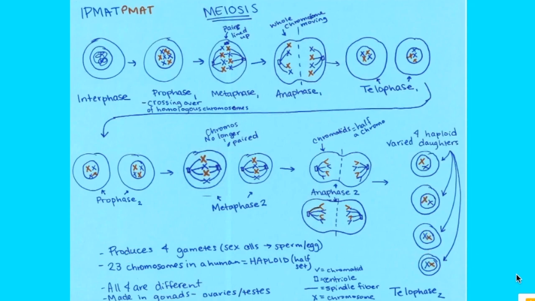Here are some fun facts that you'll need to know about this diagram. The little V's represent chromatids. The little cylinder tic-tacs are centrioles. The lines are spindle fibers. The X's are chromosomes. And for most important facts that I could think of when I drew this picture, besides IPMAT, PMAT for meiosis, it produces 4 gametes, which are sex cells like sperm and egg. 23 chromosomes in a human is a haploid, a half set. All 4 daughter cells are a little bit different. And this happens in the gonads, the ovaries or testes, which we haven't really talked about yet.